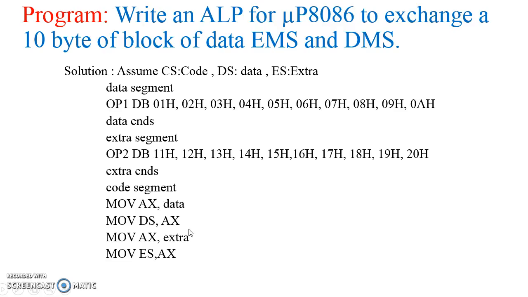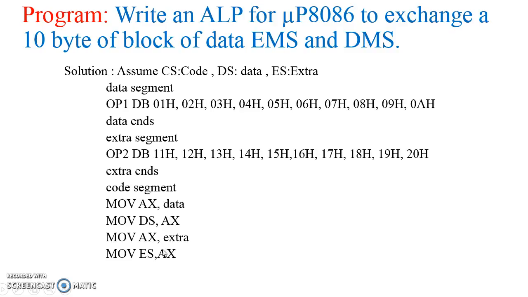So first of all we will initialize the data memory segment and extra memory segment. So we'll write MOV AX, data and MOV DS, AX. Here data is nothing but the data segment address, that is the first memory location address, which is copied into the register AX, and the data in the register AX is copied into the data segment register. That means we initialize the data memory segment by using these two instructions.